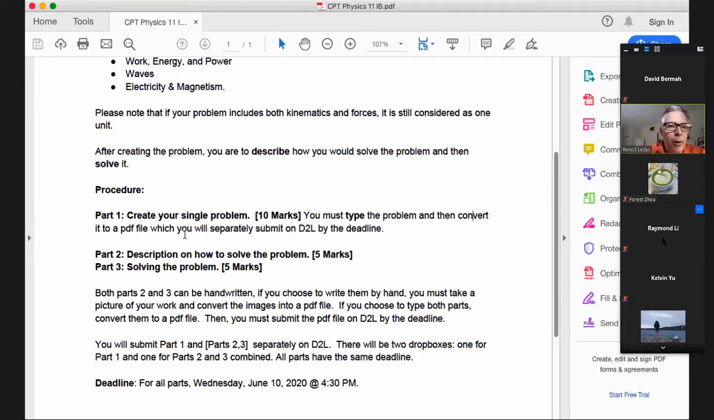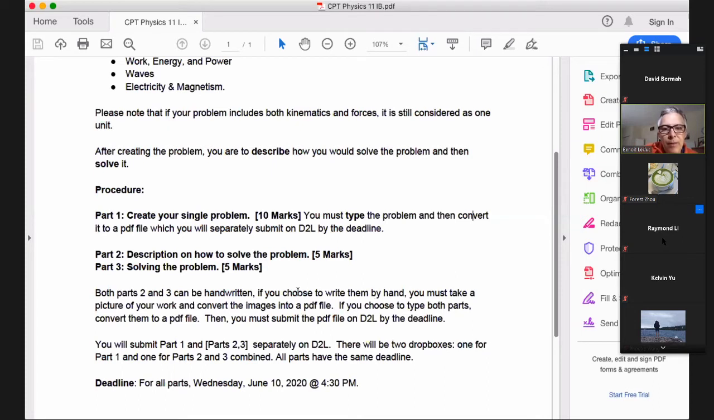And then you have parts 2 and 3. Part 2 is a description of how you're going to solve the problem, and part 3 is you solve the problem. So 5 marks each. Now these can be handwritten. I would probably suggest you write them by hand because it's a pain to transform all those equality signs and everything in Word and type them. But if you want to type, that's fine with me, right?